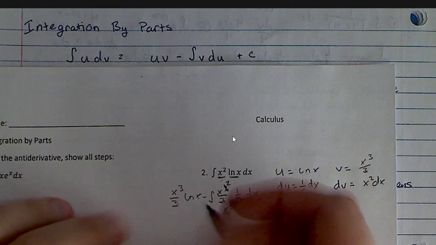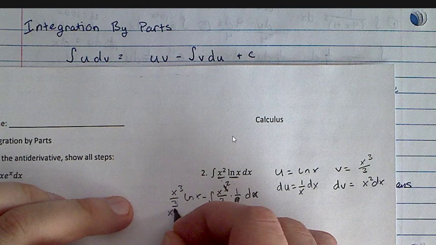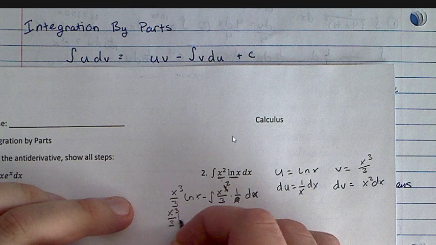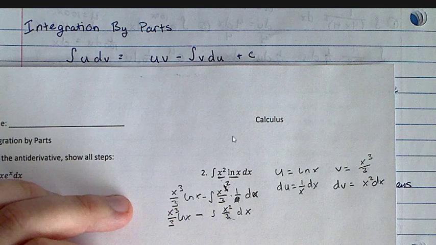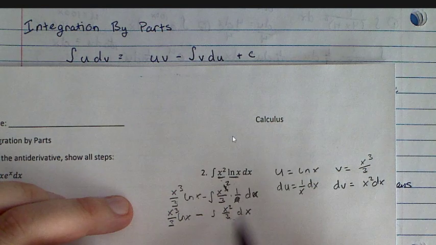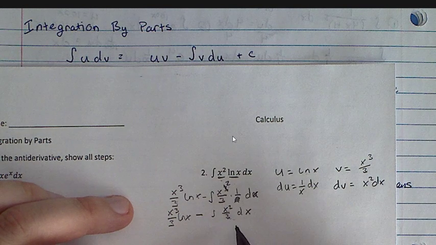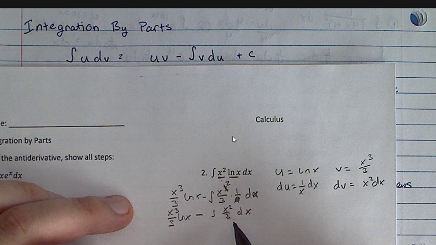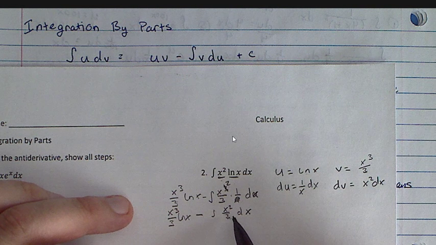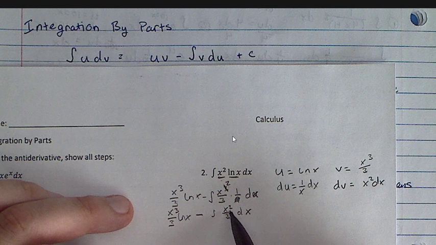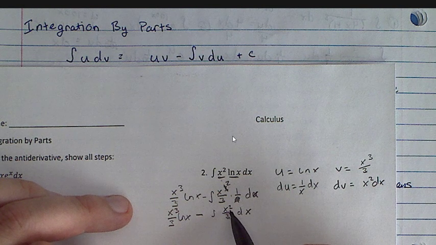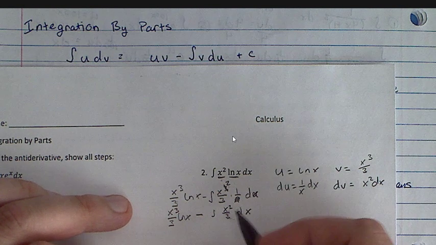And then all of this over here is still there. x to the third over 3 ln x minus all of that. Now, I can just integrate this part right here, can't I? No, because it's x to the second and not the third. Yeah, I can integrate it still, though. Finding the antiderivative, I can make this x to the third over 9.